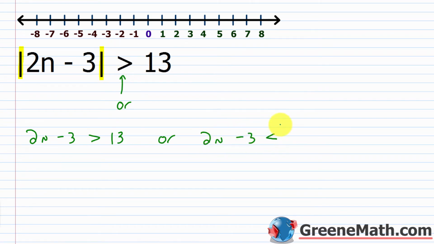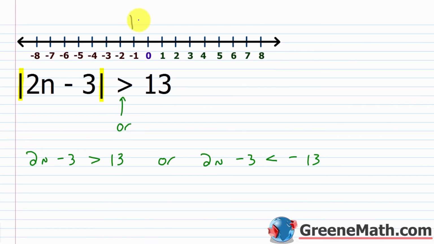So it's a less than. Make this negative. So negative 13. Again, the easy way to remember this, go back to your generic example. The absolute value of x is greater than k. So this turns into x is greater than k or x is less than negative k. Just use this as an example on the first few, and you'll remember.